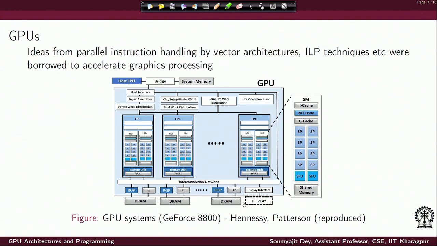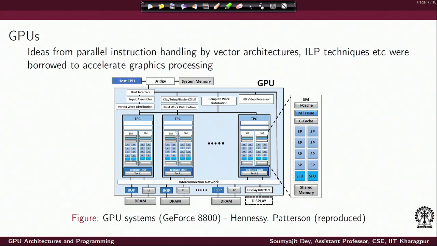This has been reproduced by me from Hennessy and Patterson's famous book, which also has a special chapter on GPUs. As you can see, the host CPU and the system's memory connect through a bridge, and this is where the GPU will also be connected. There is an interface with the bridge, and then there are certain functional units which will be processing.